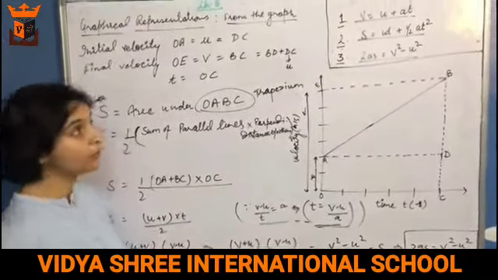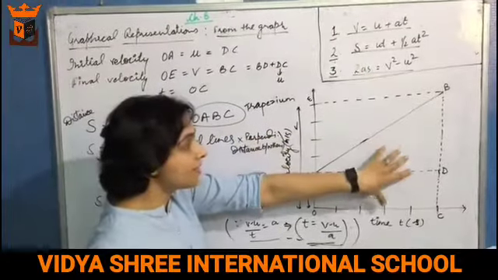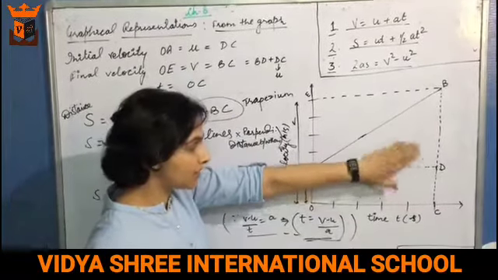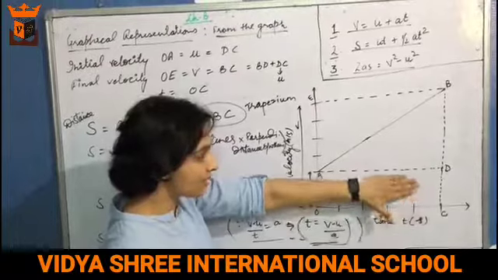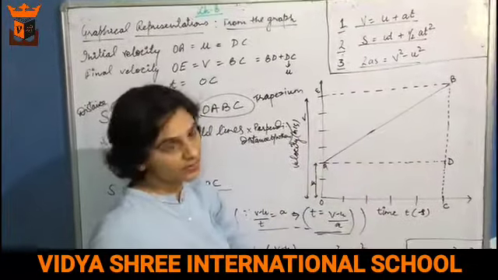As I have already told you, if you want to prove it, then consider that the trapezium is made up of two parts, rectangle and triangle. And if you are proving the third equation, then let it be a trapezium only.